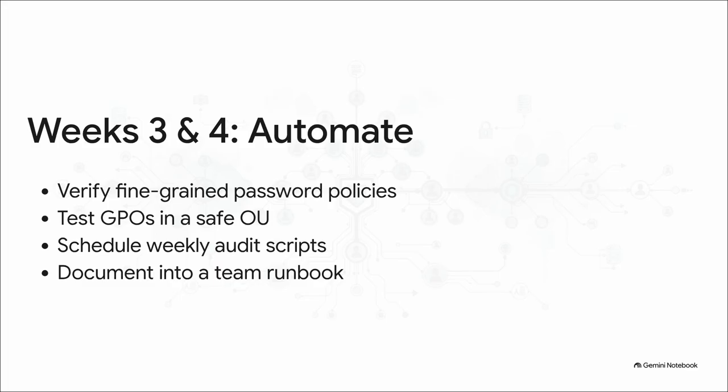Once you hit weeks 3 and 4, it's time to shift from auditing to automating, so the network essentially monitors itself. Build a safe test OU for your policies, take all those PowerShell scripts you just wrote and schedule them in Windows Task Scheduler to run your weekly reports automatically. And please, document your infrastructure map, your FSMO role holders, and your GPOs into a disaster recovery runbook for your team. You'll thank yourself later.